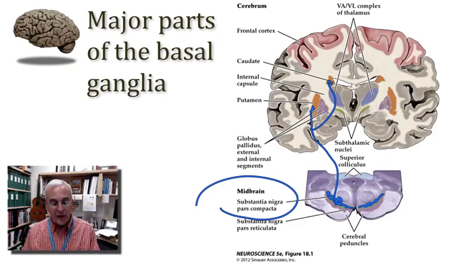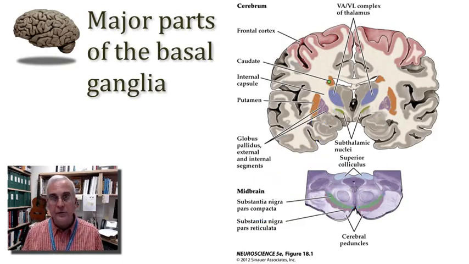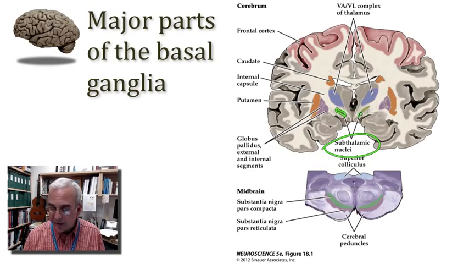There's another structure that provides an important modulatory influence over the basal ganglia, and that is the subthalamic nuclei. The subthalamic nuclei sit basically just in front of the substantia nigra, on top of the cerebral peduncles, at a junction between the diencephalon and the midbrain. But the subthalamic nuclei are part of the diencephalon. The subthalamic nuclei provide input to the internal part of the globus pallidus and help to sustain activity that drives the output from the internal segment of the globus pallidus to the thalamus.